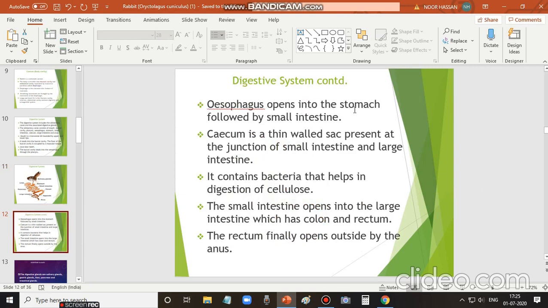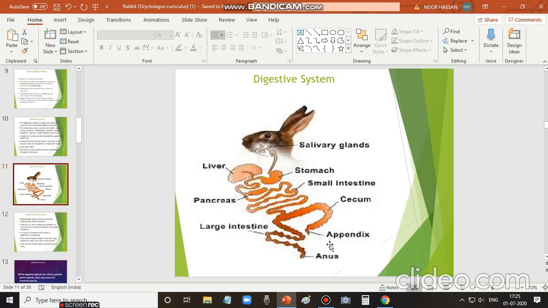The esophagus opens into the stomach followed by the small intestine. This is what we have seen in the diagram. The cecum is a thin walled sac present at the junction of the small intestine and large intestine. Going back to the diagram, the cecum is a thin walled sac. It lies between this part, the small intestine, and this part, the large intestine.